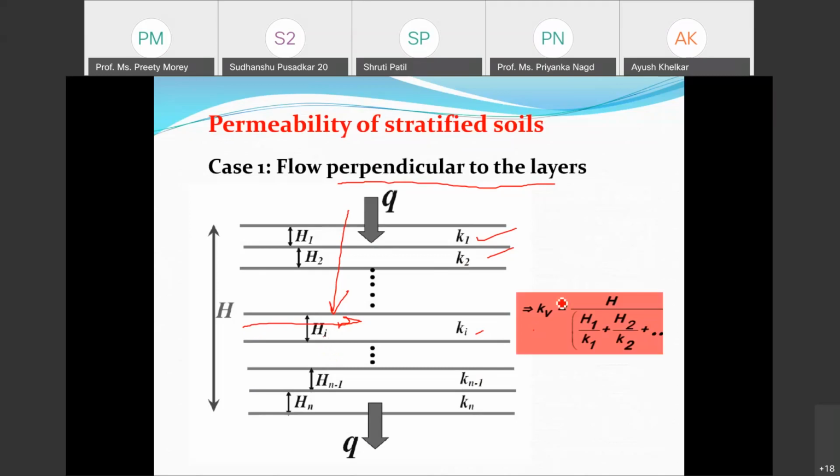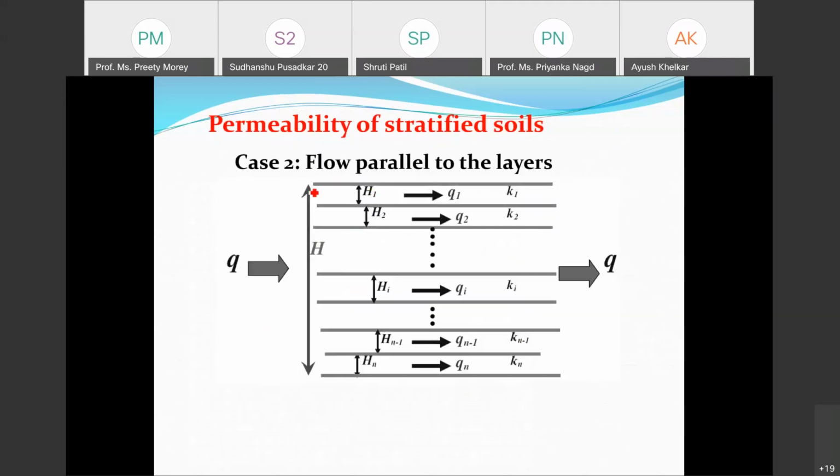This is Kv, the average coefficient of permeability when the flow is perpendicular to the layers, and it is given by H upon H1 upon K1 plus H2 upon K2, and so on. H is the total thickness of all the layers. H1, K1 are the thickness and coefficient of permeability of the first layer, and H2, K2 are those of the second layer, and so on. So I simply need to know the thickness and the corresponding coefficient of permeability of each layer.